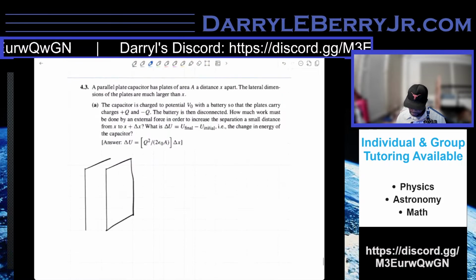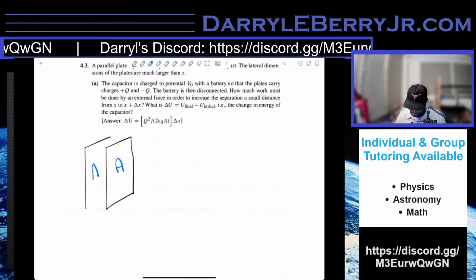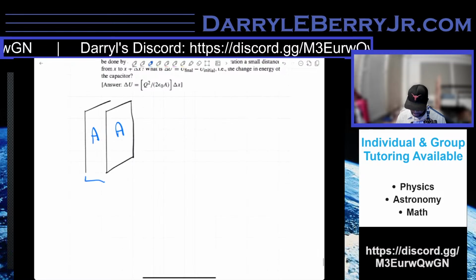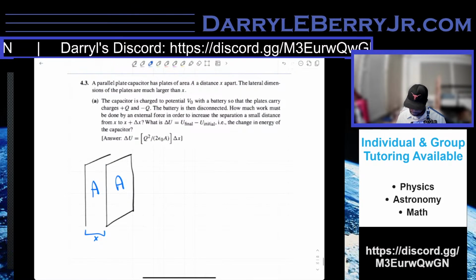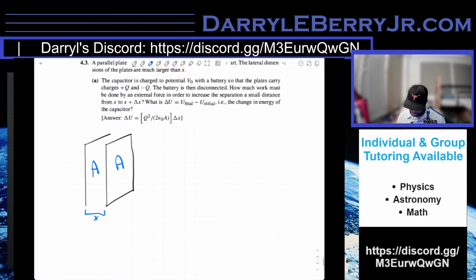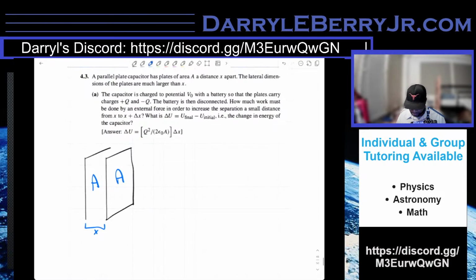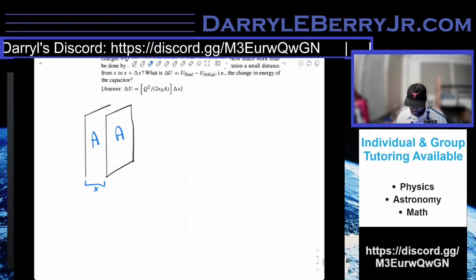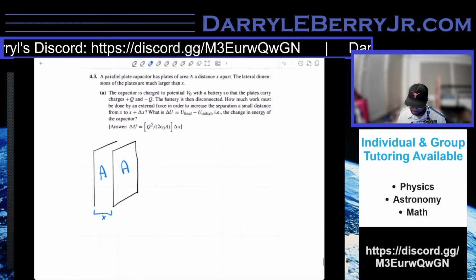And area is A, distance is X apart. If the lateral dimensions of the plates are much larger than X, so this is definitely not to scale, but you can imagine the plates are relatively infinite compared to the distance between them.